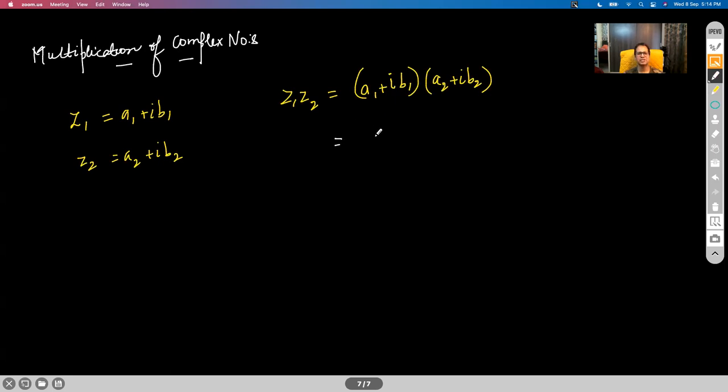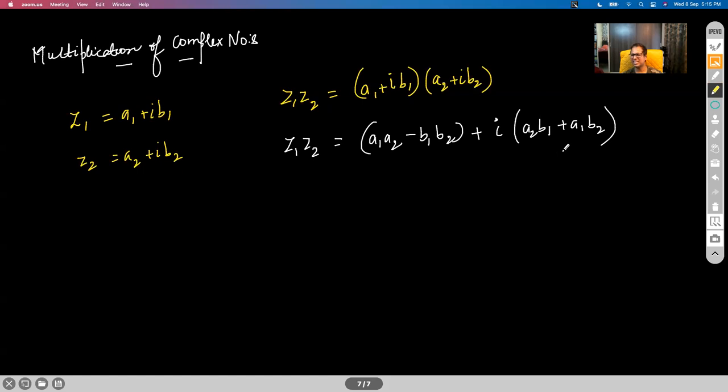So when you do that operation, you get A1 A2. I'll first write down the real parts, whatever I get, A1 A2, and I square B1 B2. I square B1 B2 is minus B1 B2. Then I will write the imaginary part, I times A2 B1 plus A1 B2. So Z1 Z2 is going to be this.